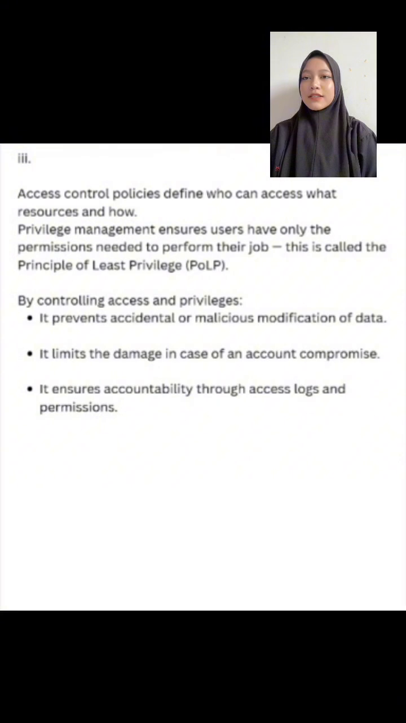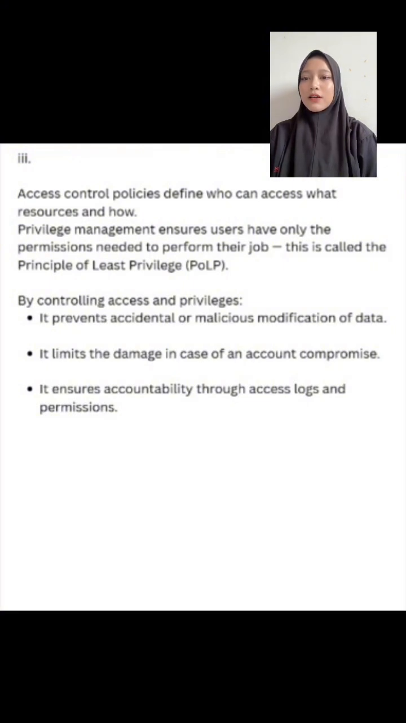Question 3. Discuss how access control policies and privilege management protect system resources from misuse. Access control policies define who can access what resources and how. Privilege management ensures users have only the permissions needed to perform their job. This is called the principle of least privilege (POLP). By controlling access and privileges, it prevents accidental or malicious modification of data. It limits the damage in case of an account compromise.